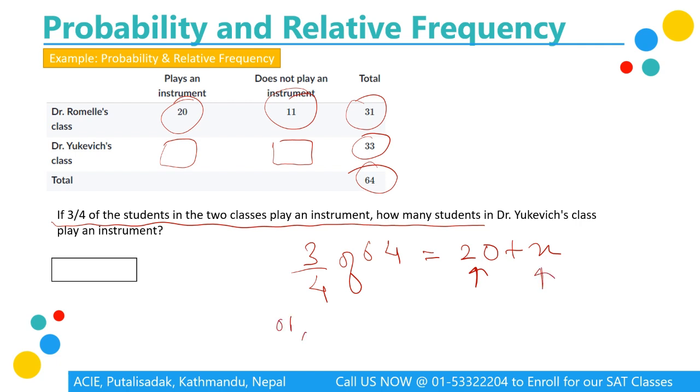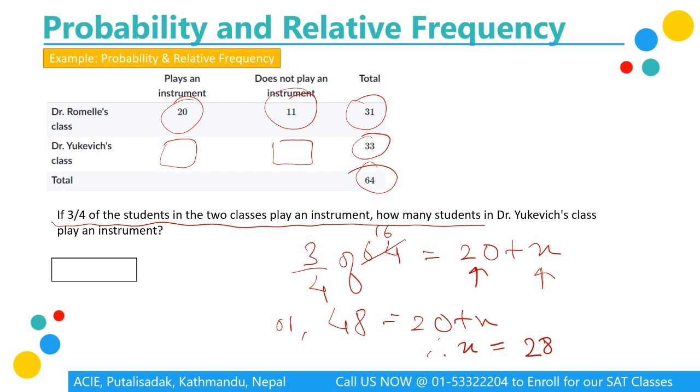So, this data itself is going to give us the answer. Now for that it would be 16, so 48 is equal to 20 plus x. Therefore, the number of students in Dr. Yukovich's class who play an instrument is going to be 28.